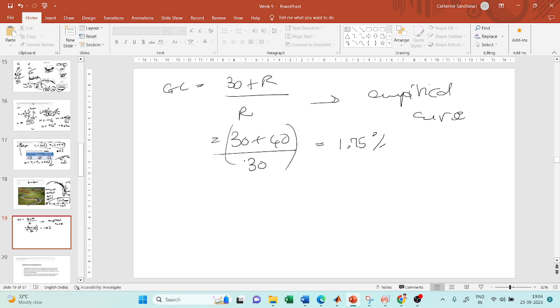So I have to express this in percentage. Okay, sorry, this itself is in percentage. So you need not express this in percentage. This itself is in percentage.